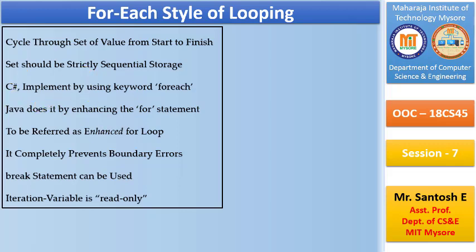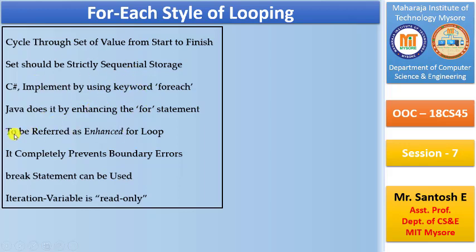So in C#, there is such a style of looping with the keyword foreach. Instead of using for as a keyword, a new keyword has been introduced in C# programming as foreach. Whereas in Java programming, it is not going to use any such new keyword. It is going to use the same keyword for without any modification, and Java is going to enhance this for keyword to work as in foreach style of looping.